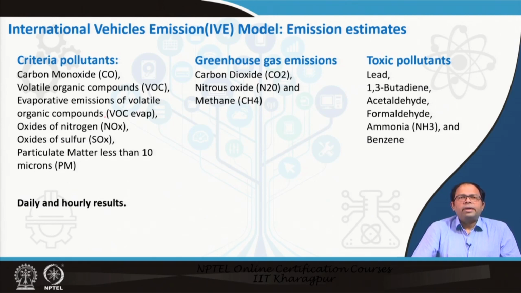So finally, what do we get? We get daily and hourly results for different criteria pollutants such as carbon monoxide, VOCs, evaporative emissions of volatile organic compounds, oxides of nitrogen, oxides of sulfur and so on, greenhouse gases like CO2, nitrous oxide, methane, toxic pollutants like butadiene, acetaldehyde, formaldehyde, lead, benzene, ammonia, and so on. So these are the different emission estimates that we will get.